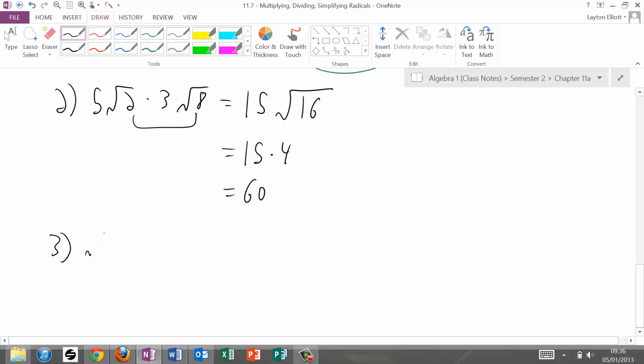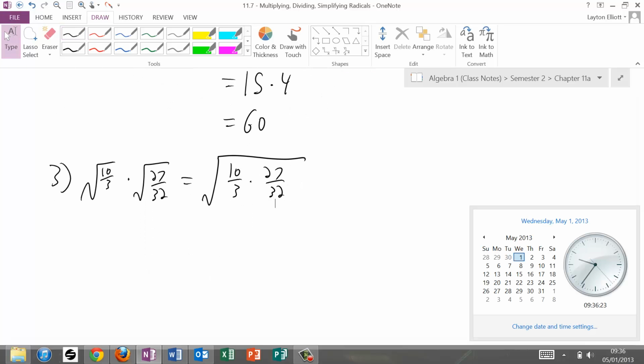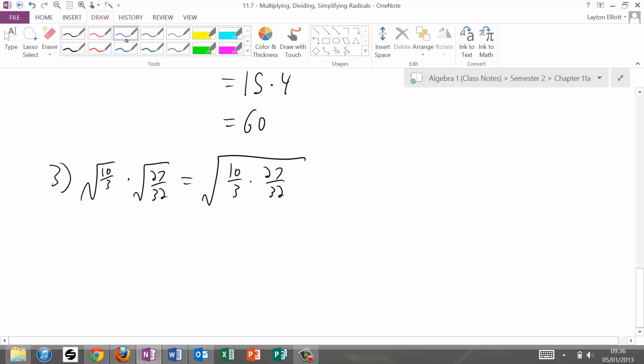The third one, we have radical 10 over 3, all under a radical, times radical 27 over 32. What I can do is multiply the two fractions together, 10 over 3 times 27 over 32, put it all under one radical so you can cancel your fractions. The 3 and the 27 cancel to 1 and 9. The 10 and the 32 can reduce to a 5 and 16. And then I end up with the square root of 45 over 16.